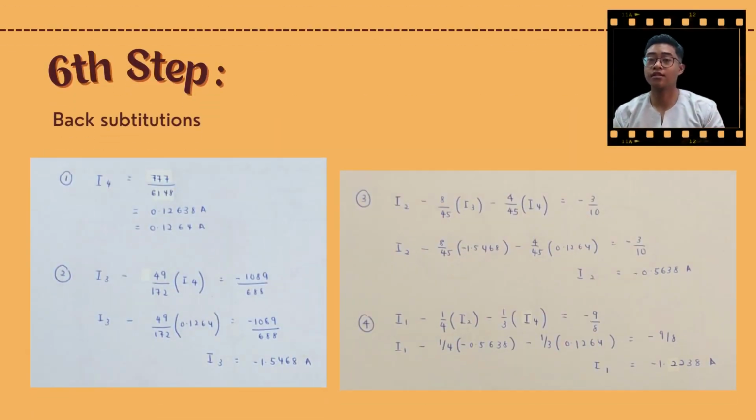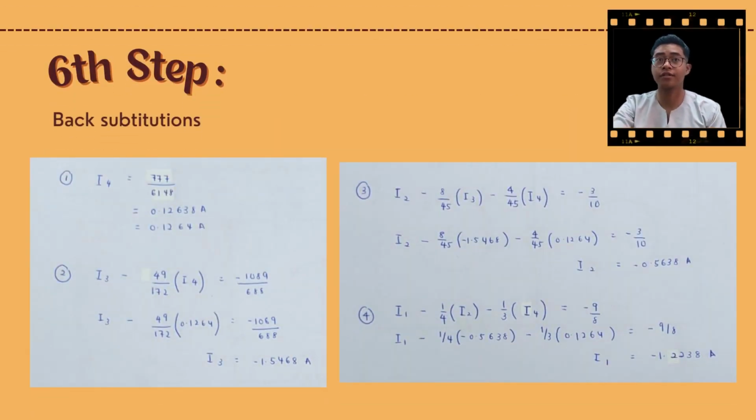So the next step, we will use back substitution. To simplify, back substitution is the process of solving a linear system of equations that has been transformed into row echelon form, which is REF, or reduced row echelon form. The last equation is solved first, then the next to last, and so on. Alright, so for this question, we already have our REF.